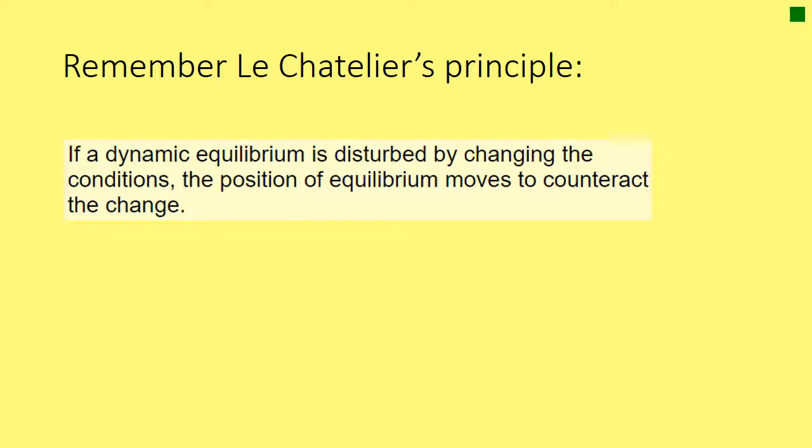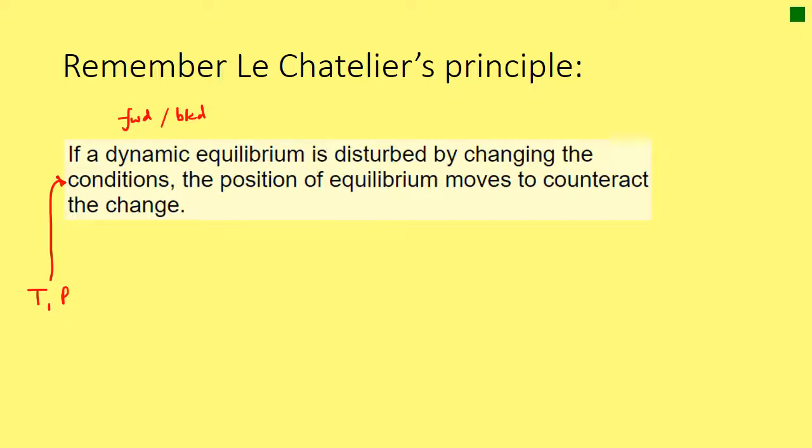Dynamic equilibrium, as opposed to a static equilibrium, i.e. there's two reactions, a forward and a backward reaction going on at the same time, is disturbed by changing the conditions. So what conditions do we mean? We mean things like temperature and pressure. And if we're going to change those, we're going to increase the temperature or increase the pressure or vice versa.